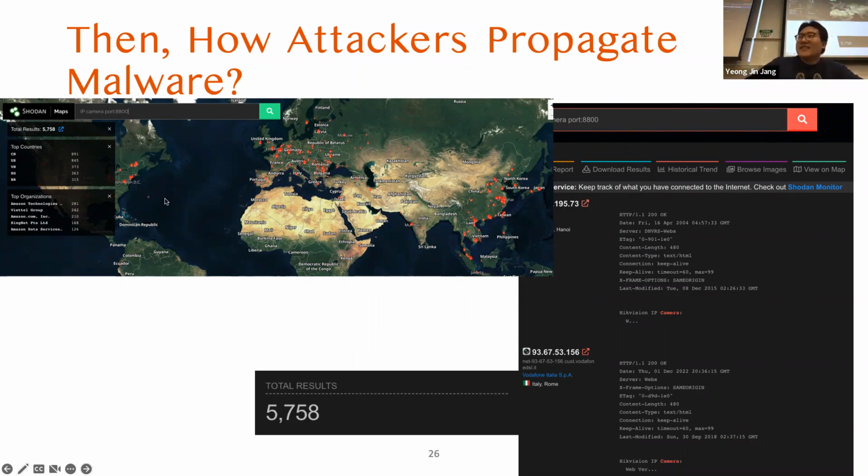So if the vulnerability is a 1-day, not all the devices are affected by the attack. But if the vulnerability is a 0-day, then we can hack all the machines.